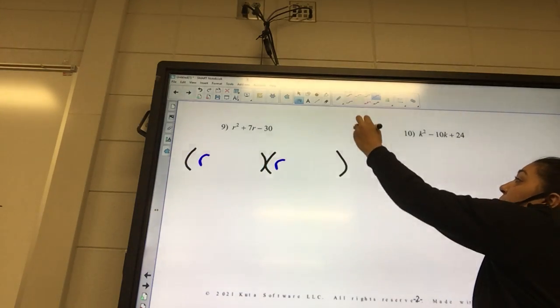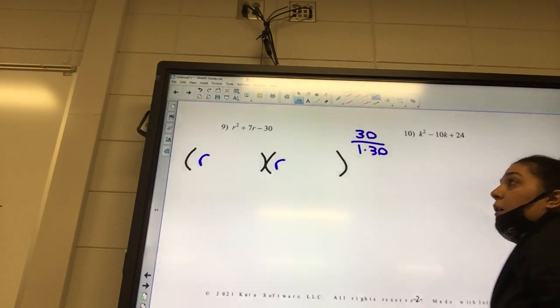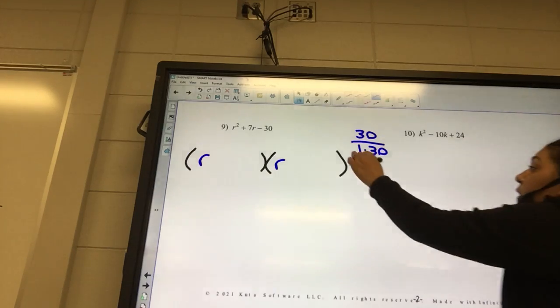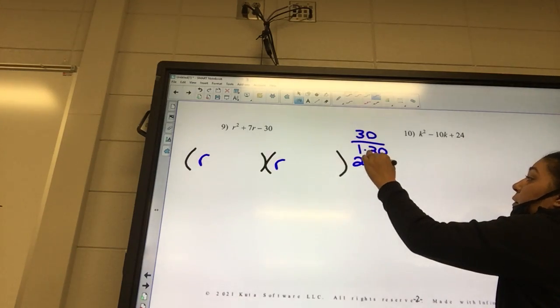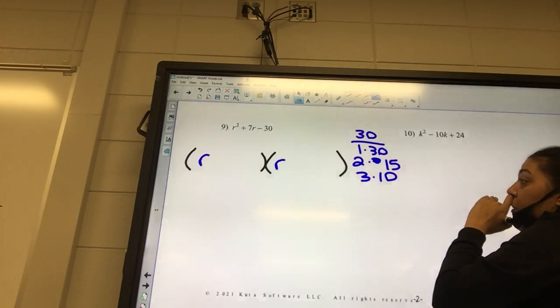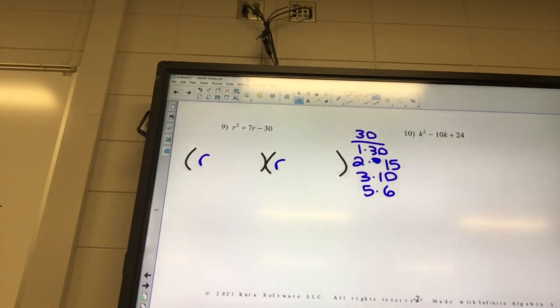We need to find some factors of 30. So you always do 1 and 30. Okay, and what comes next? Can 2 go into 30? 2 and 15. Does 3 go into 30? Yeah, so 3 and 10. 4? No. 5. Yes. 5 and 6. Okay, we need something on that list that's going to add or subtract to give us a 7. Okay, to give us that middle number, which is 7.